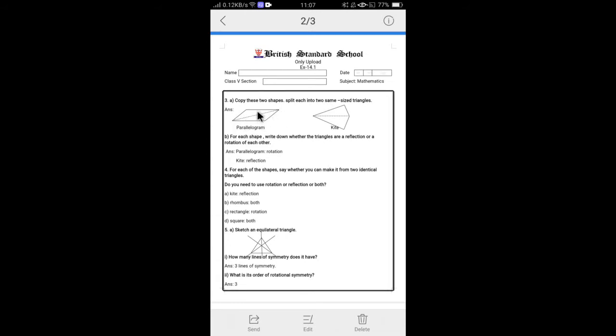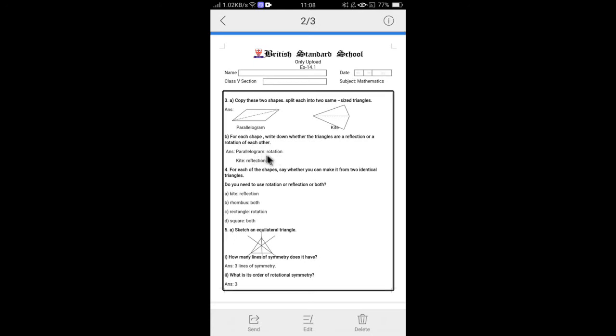The first picture they have given is a parallelogram. If I cut it from this corner, we can find two identical triangles, one and one. As you can see, the second picture is a kite. If we cut from the middle, this is a triangle and this is another triangle. Now part B, they are asking for each shape, write down whether the triangles are a reflection or a rotation.